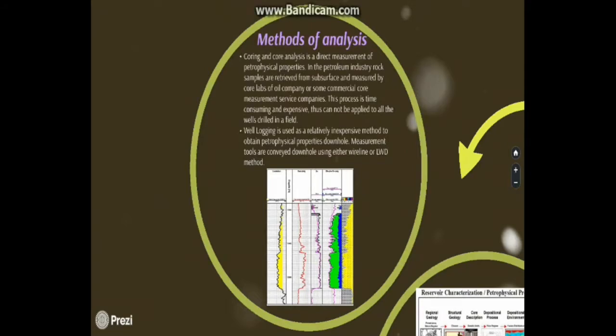Method of analysis. Coring and core analysis is a direct measurement of petrophysical properties. In the petroleum industry, rock samples are retrieved from the subsurface and measured by core labs of oil companies or some commercial core measurement service companies. This process is time-consuming and expensive, thus cannot be applied to all the wells drilled in the field. Well logging is used as a relatively inexpensive method to obtain petrophysical properties downhole. Measurement tools are conveyed downhole using either wireline or logging while drilling methods.